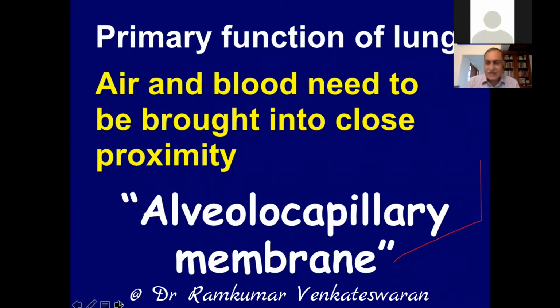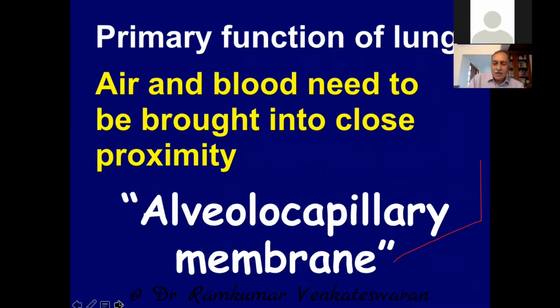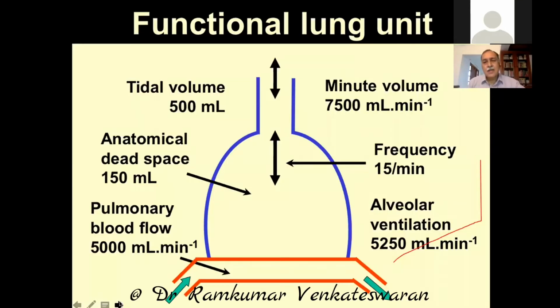Now, the basic functioning unit of all this is the alveolar capillary membrane. I think this picture was already projected, so we shall just quickly go through it because you are familiar with this diagram. It's a diagrammatic representation, of course. What you see like a bell-shaped part of the picture on top is a representative alveolus. And the red vessel at the bottom is the pulmonary capillary that is perfusing blood around every alveolus.